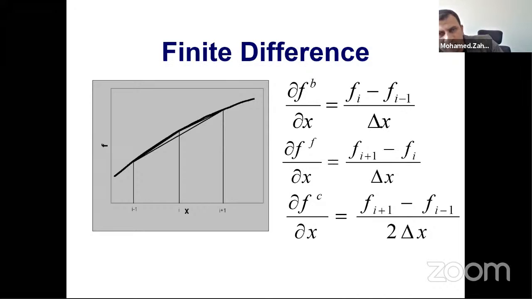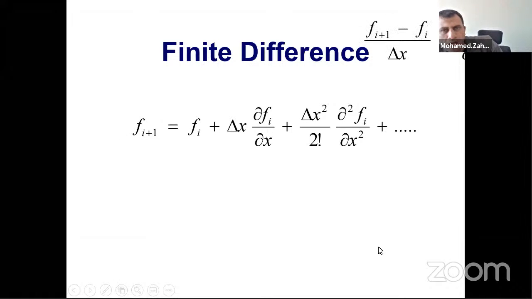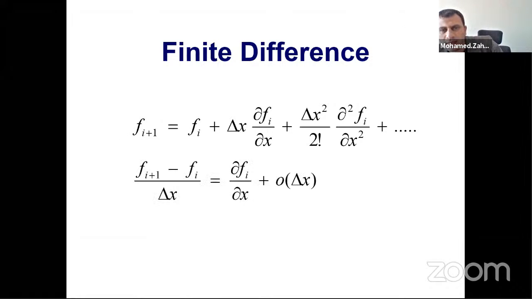I know this is really difficult, but I have to show you quickly before I go to the core of the simulation. This is the first derivative. If you have the second derivative, it will be a relationship between forward and backward finite difference. Okay, this is how it looks at the end.